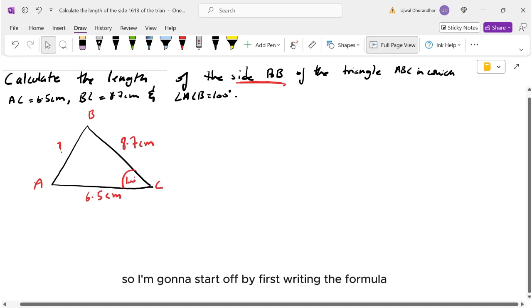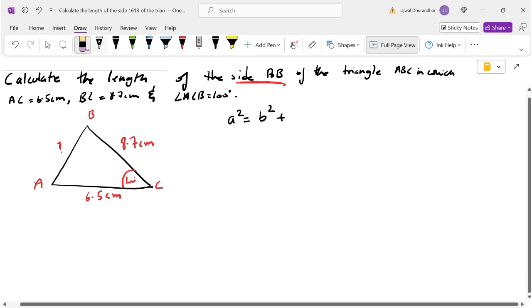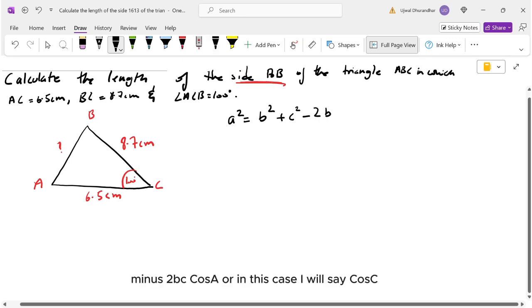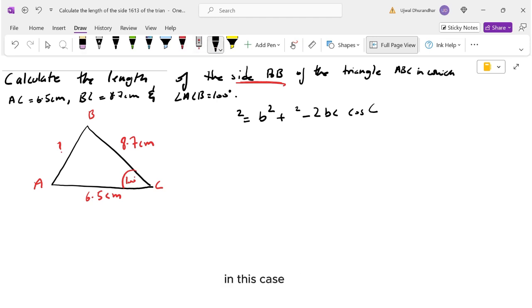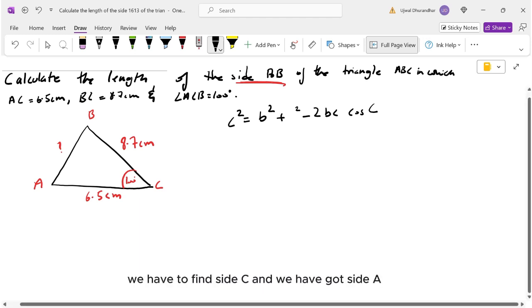Okay, so I'm going to start off by first writing the formula. What was the formula? A square is equal to B square plus C square minus 2bc cos A, or in this case I will say cos C. And what we have to find? In this case we have to find side C, and we have got side A.